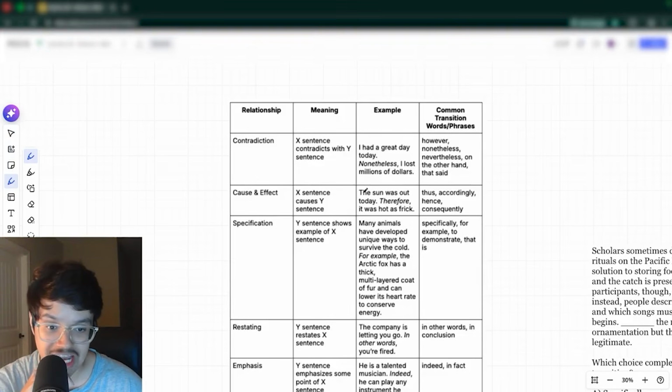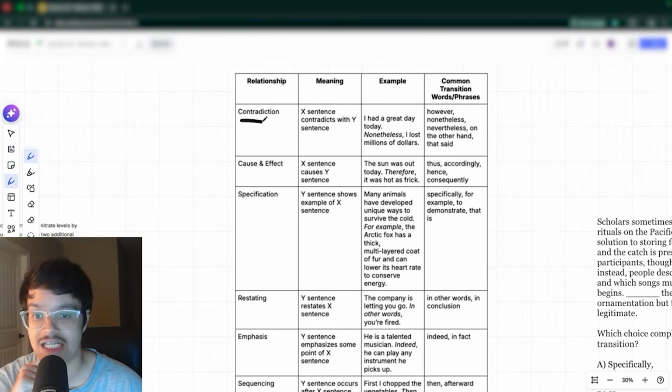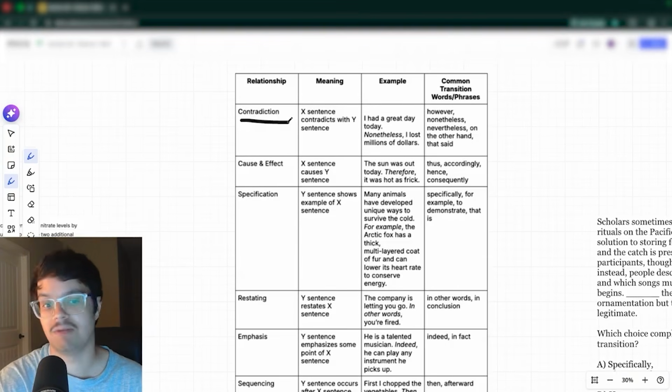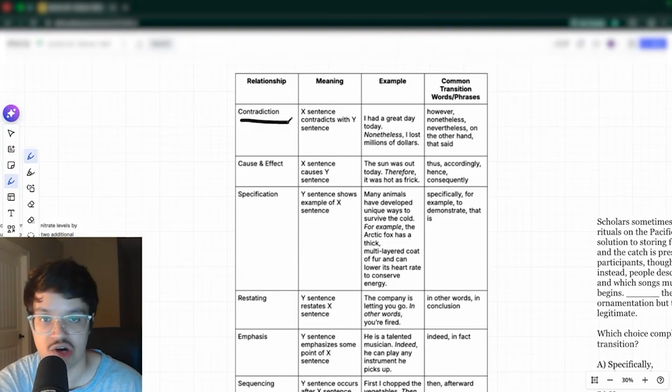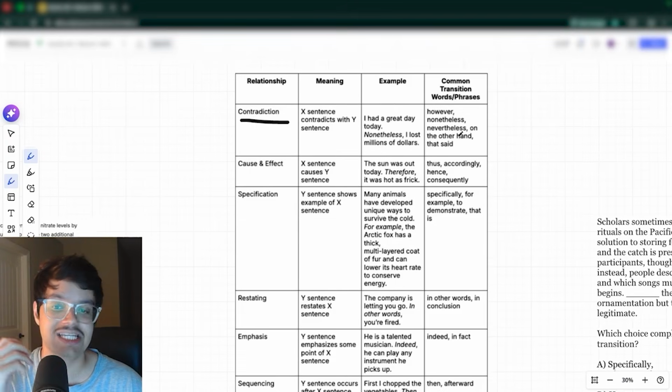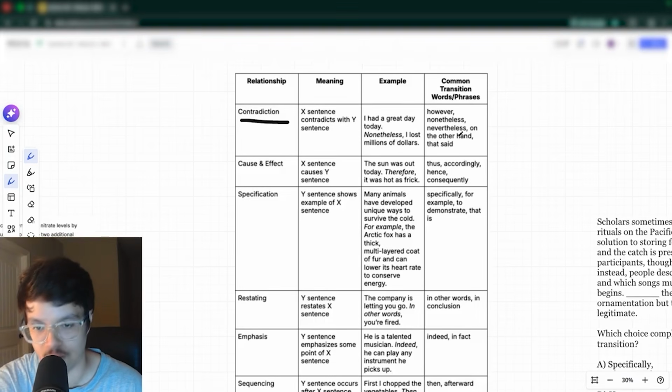So, there's 8 different types. First is what we just did, contradiction. This is basically just when a sentence says something in a different direction from what you would have expected it to say. So I had a great day. Nonetheless, I lost millions of dollars. So, however, nevertheless, on the other hand. This is definitely the most common thing that you're going to likely see on the SAT because it just works so well. Contradiction, we see it everywhere.